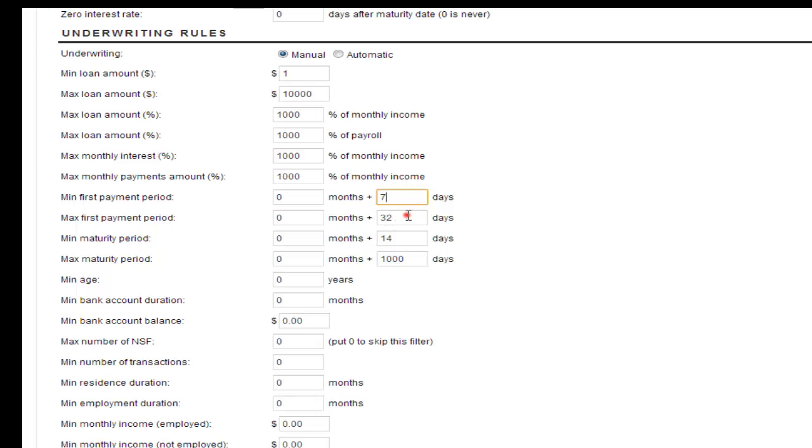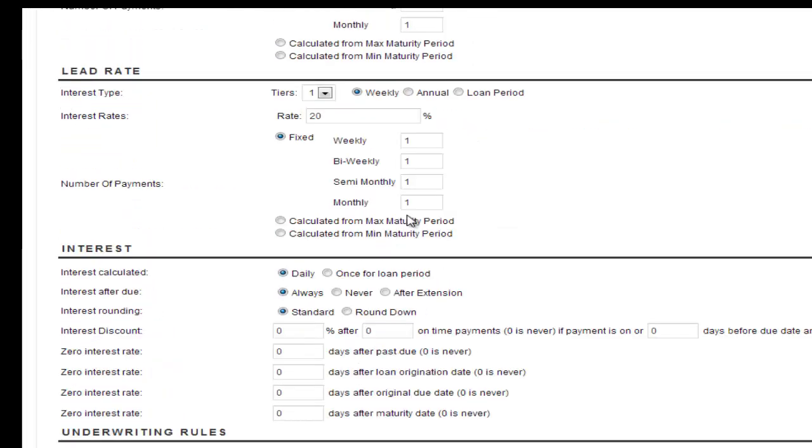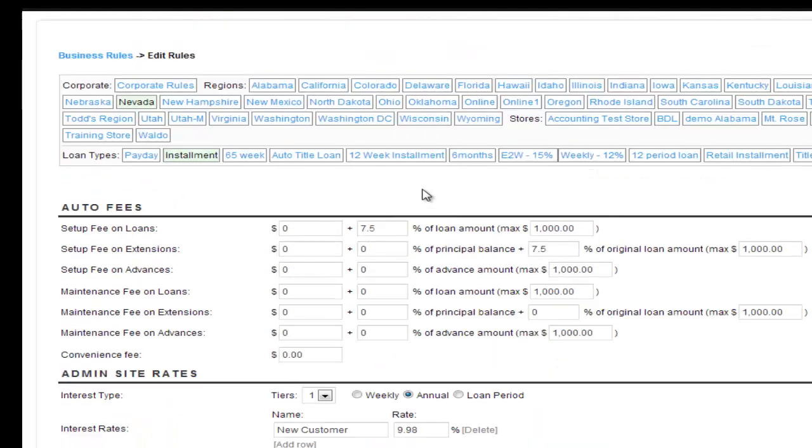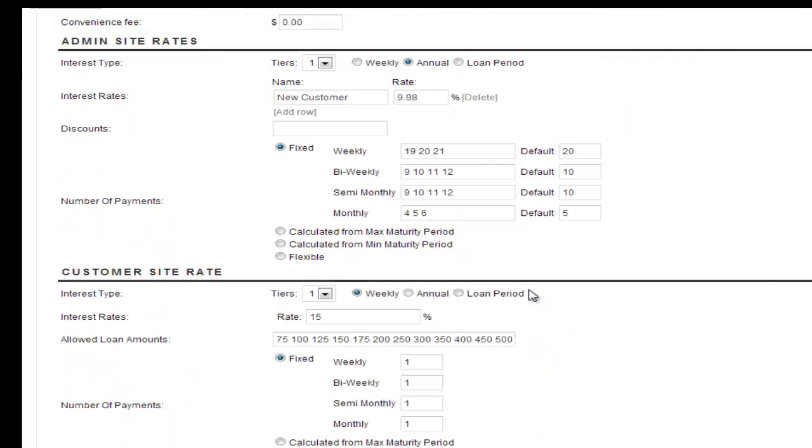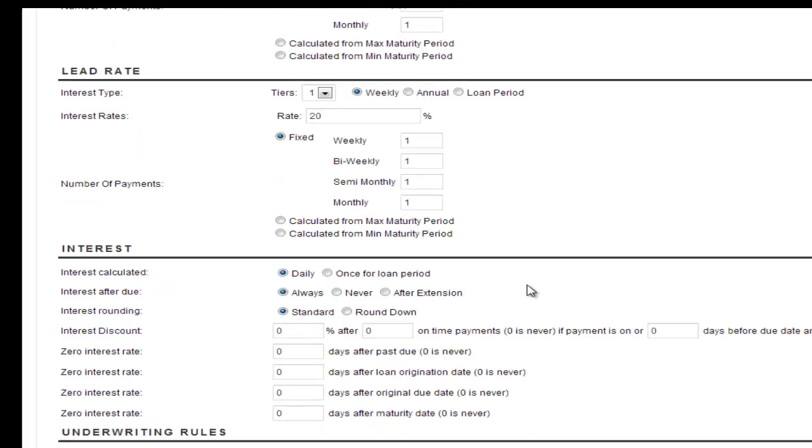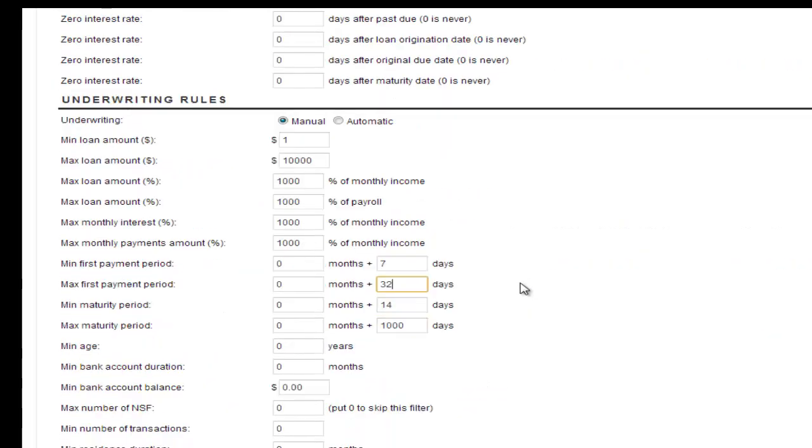And the maximum first payment period, you would say that is the maximum period of time a loan can be out before the loan is due. It is important to note as well that when dealing with a line of credit, there is no loan period. It is strictly annually. You can scroll up here and it'll tell you there's either weekly or annual, but there is no loan period when dealing with line of credit. Remember again that right now we are dealing with installment loans, but if you were to switch over to a line of credit, this page would be a little bit different, so keep that in mind.